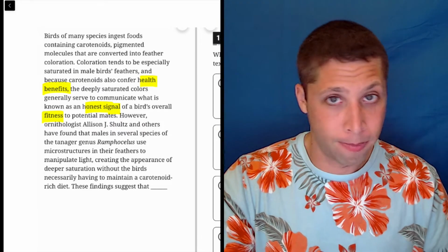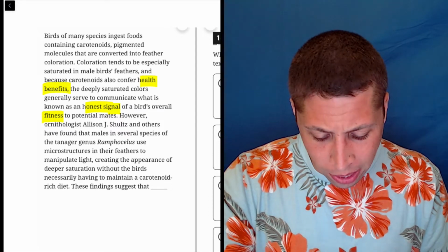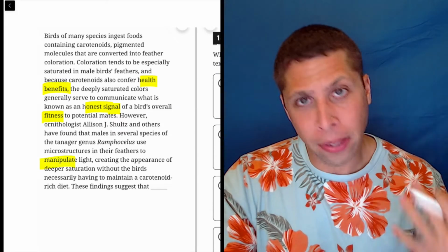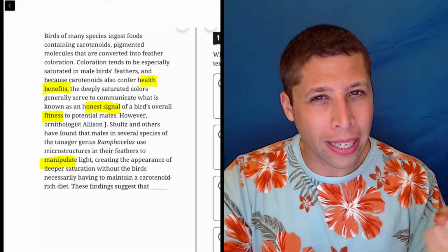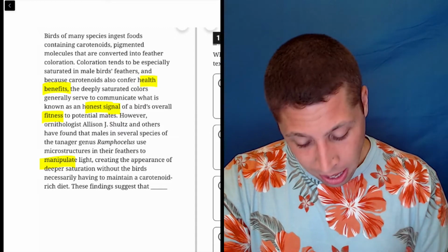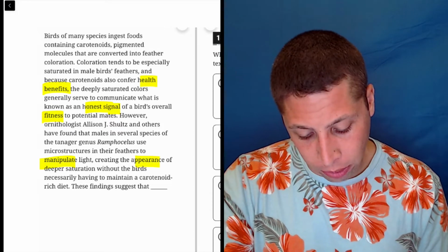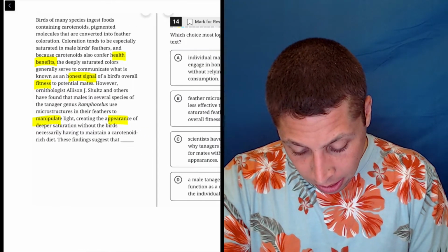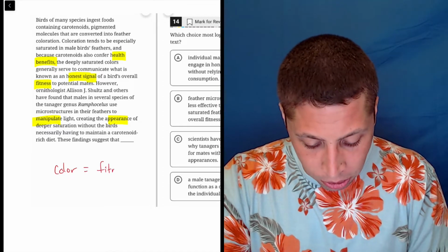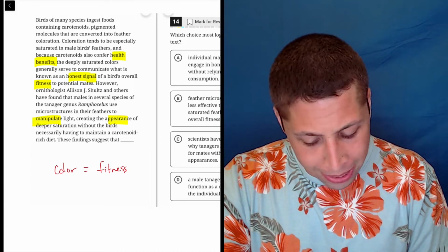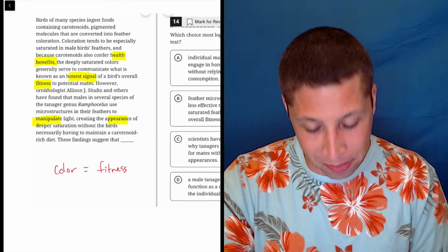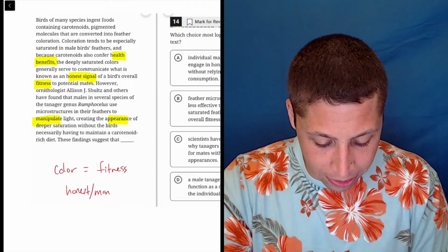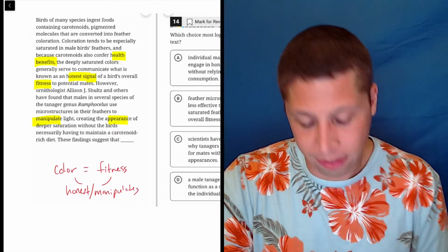These findings suggest something. So that other part's kind of hard. We've got some clues that I would say are those very descriptive words. They manipulate light. Manipulate, that's a really strong verb in this case, right? To manipulate is to change, but in maybe a negative way. Creating the appearance of deeper saturation without the birds necessarily having to maintain a carotenoid-rich diet. So if I had to dumb summarize this, the color means fitness or health, but not always, right? It sometimes means that. But it's, how can I say this, honest versus manipulation. There's two ways of getting there, all right?